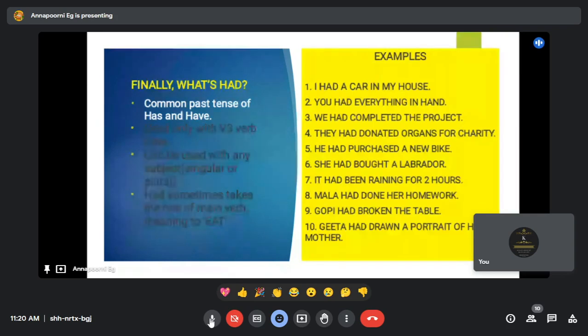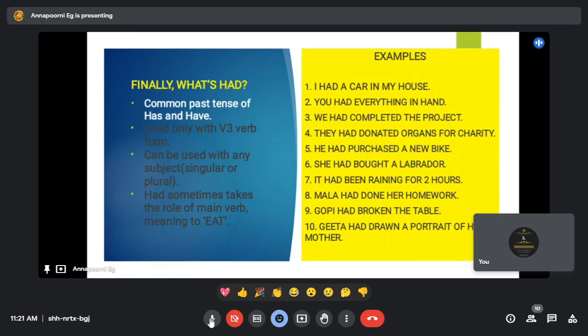So today we will be just looking into what is had. Had is the common past tense of has and have. Has and have are used in present tense, but had is used in past tense. Then had is also used only with the V3 verb form. Next, had can be used with any kind of subject. It doesn't have any restriction. Singular or plural, any kind of subject can be used. So had is written with singular and also with plural subjects. Here we have some examples.